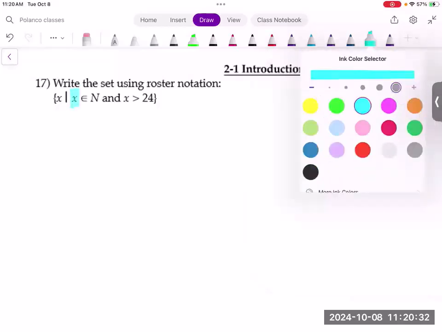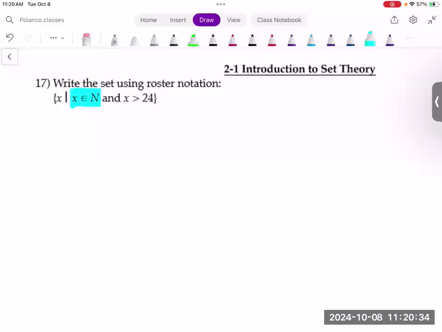As you can see here, x belongs to N, right? Is an element of N. N stands for natural numbers. We good? So the natural numbers are 0, 1, 2, 3, and so forth, right? Okay. So now there is a condition here. There is an "and." The condition is x must be greater than 24. So what must be the first number you're going to start with?